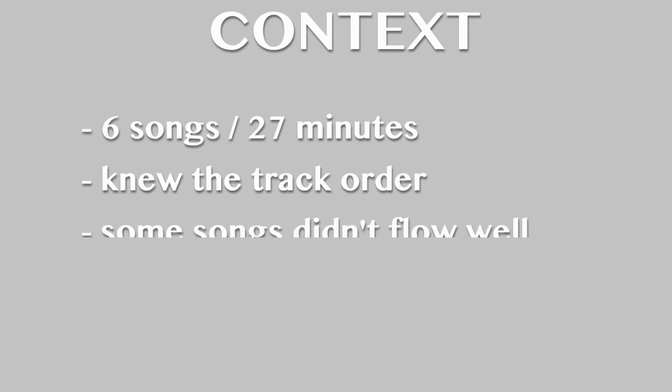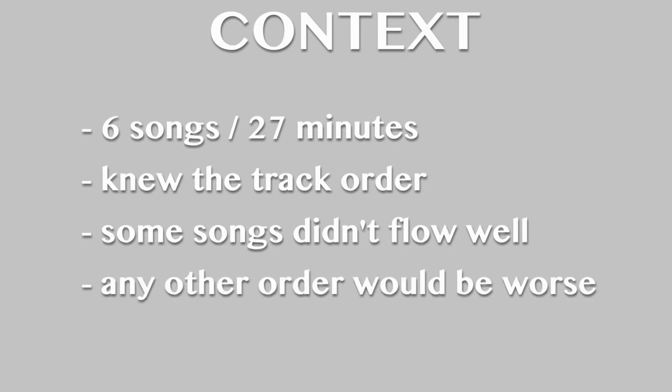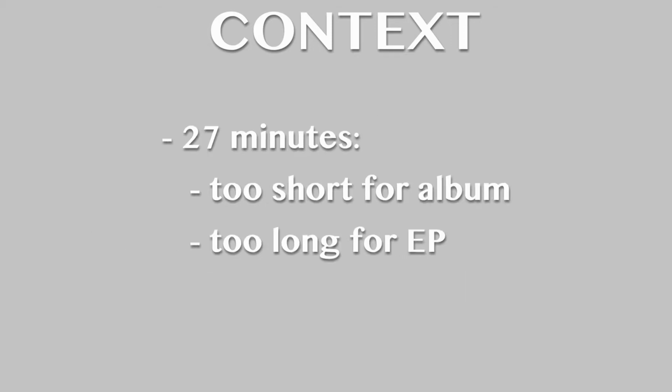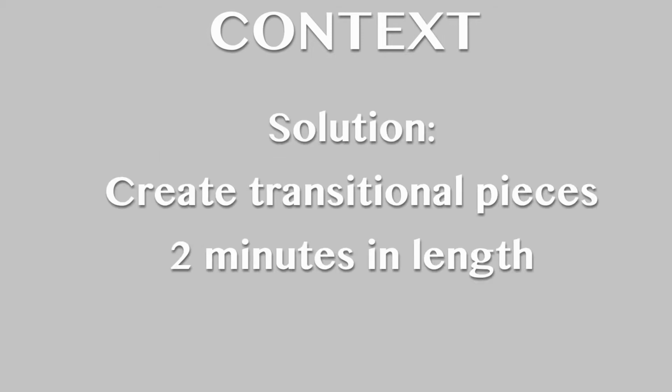First, here's some context. When producing this album, I initially had 6 songs totaling about 27 minutes of music. I knew what the track order was going to be, but I still felt that some songs didn't quite work right next to each other. But I knew that if I changed the order, it would sound worse. I also felt that 27 minutes of music would be too short for an album, but too long for an EP. So I decided to create 2-minute transitional pieces to go between the songs that I felt didn't really work together. And this would also add a bit of time to the album.